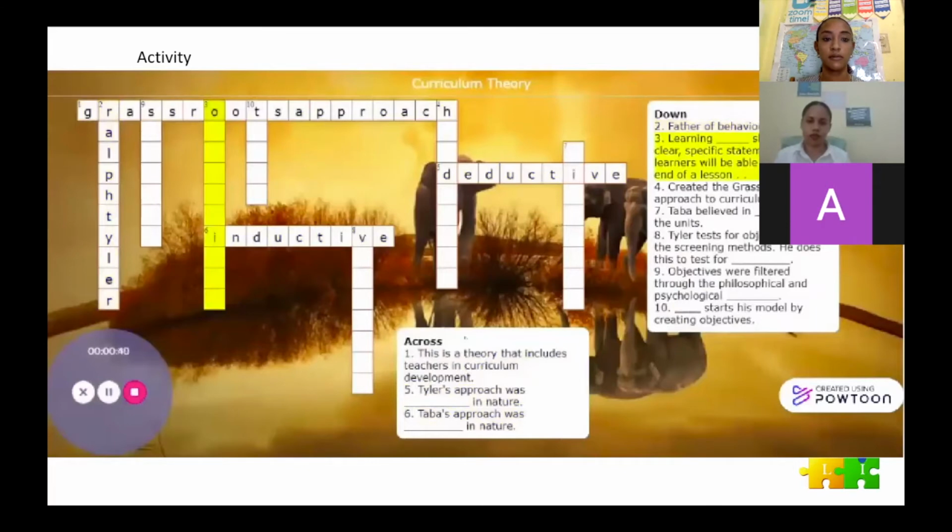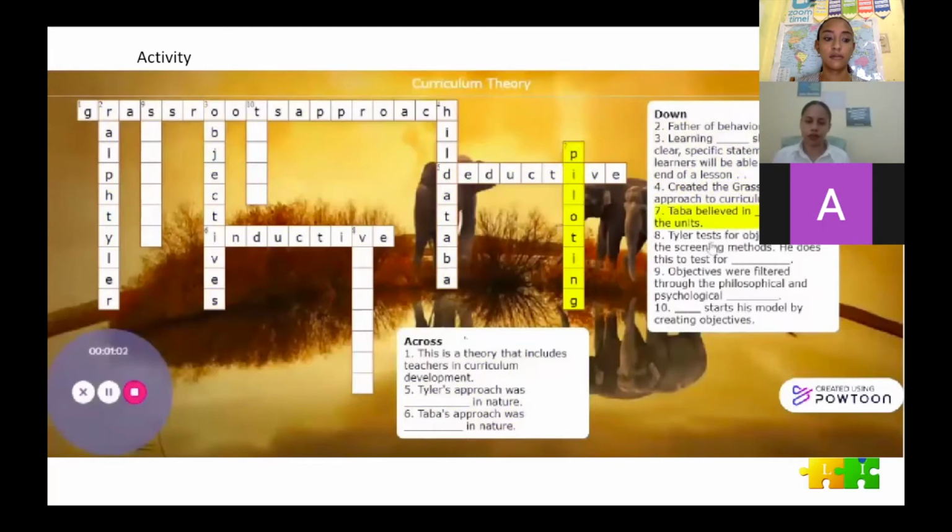Learning of blank should be brief, clear, specific statements of what learners will be able to do at the end of the lesson. Learning objectives. Blank, creating the grassroots approach to curriculum design. This is Hilda Taba. Taba believed in blank the units.